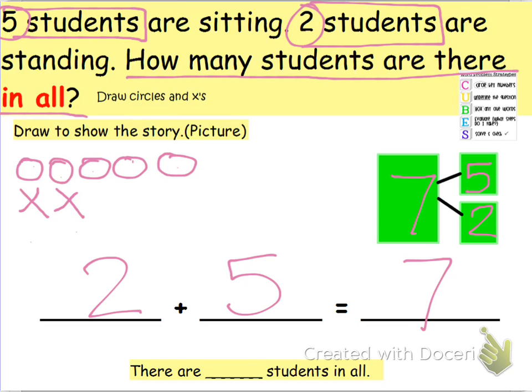Now the statement. It says there are blank students in all. How many students are there in all? 7. 7 was the number we had to figure out. 7 was our mystery. So there are 7 students in all.